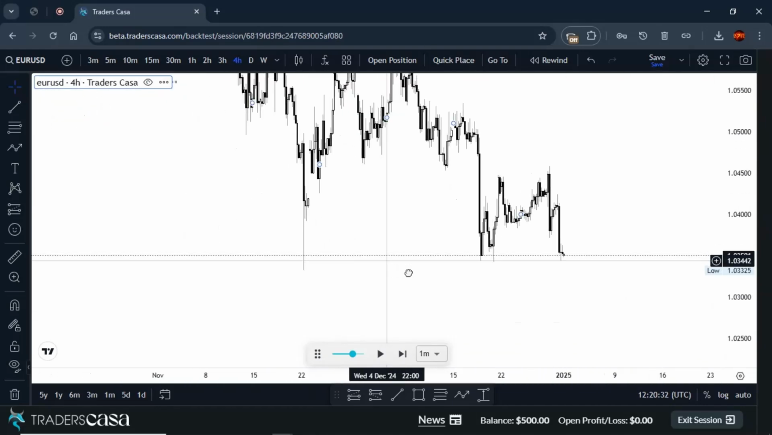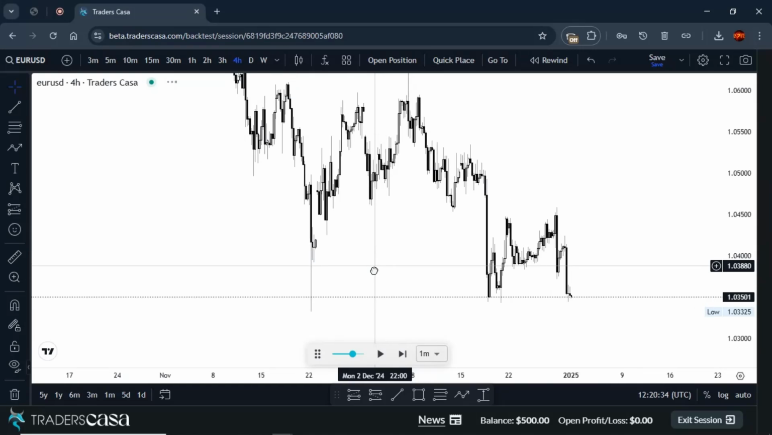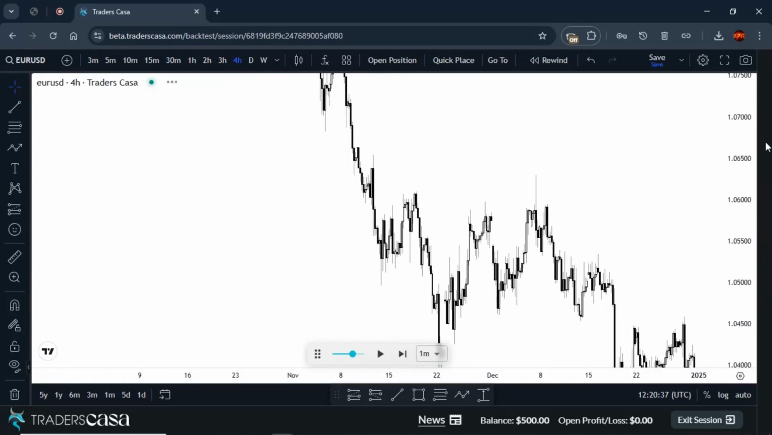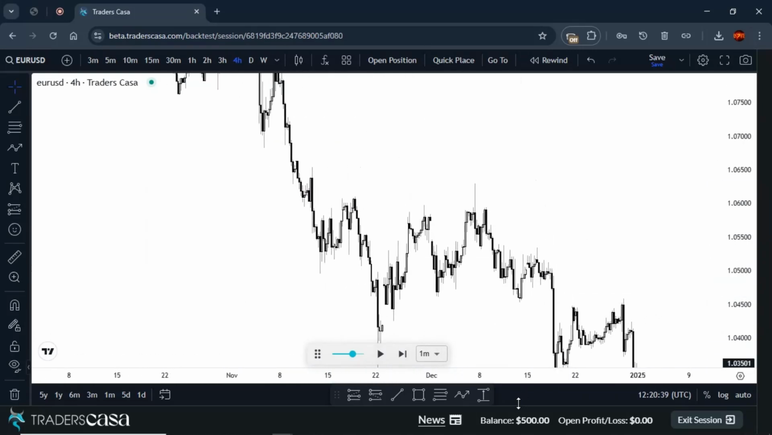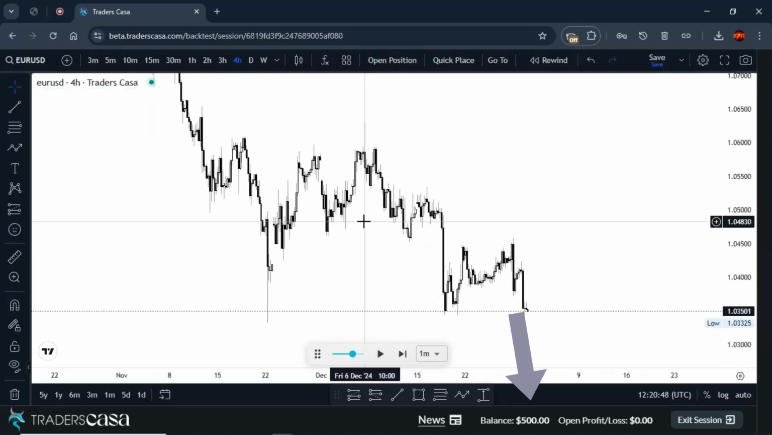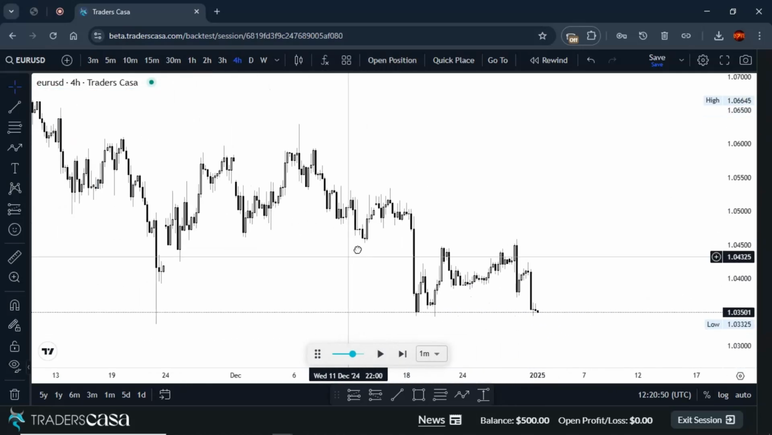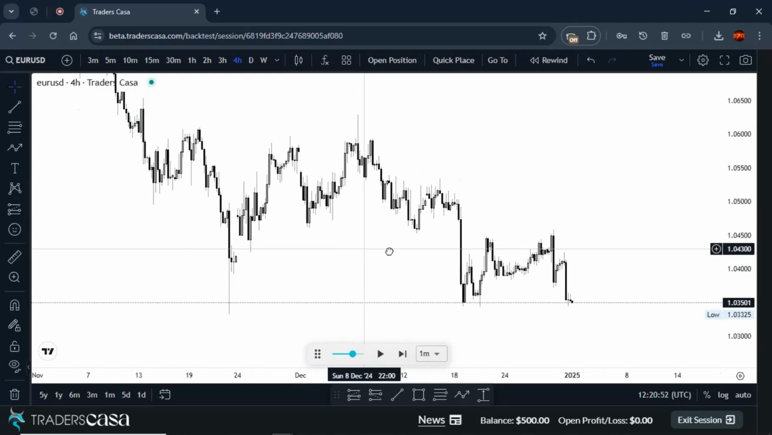Okay, so let's check the overall bias of the market right now, and let's see what's happening. So if you notice from the look of things now, before we proceed, this is my balance right here. As you can see, I have no open positions yet. This is my balance. So if you want to place a trade, you just click on open position. Don't worry, I'll show you how to back test, right? So let's begin. So let's get our bias.